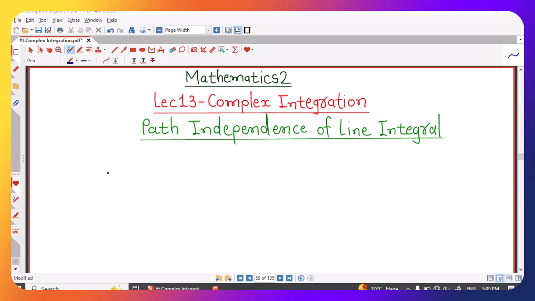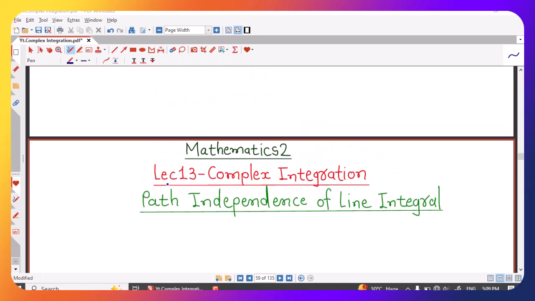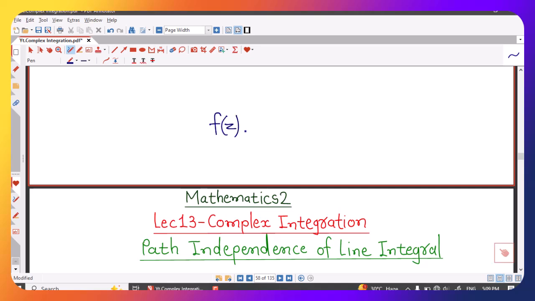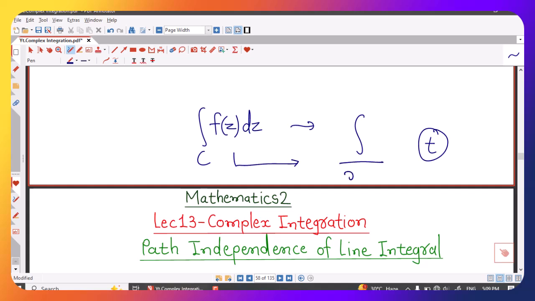So far we have seen how we can evaluate contour integrals or complex line integrals, and we have seen that we are converting our complex line integral from two variables, say x and y, to a single variable, in which our variable is some parameter, say t, and our complex line integral is converted into integral of real function or real integral, and then we can evaluate easily. So that was one method of evaluating contour integrals.